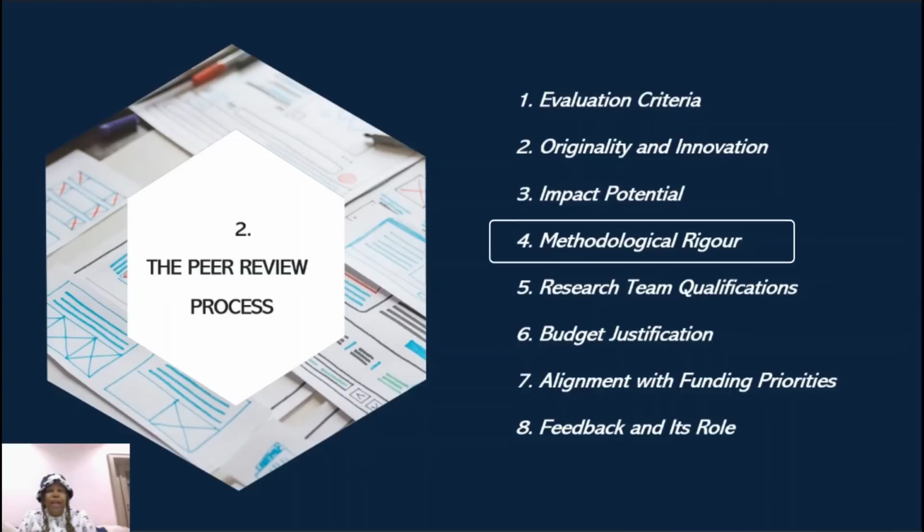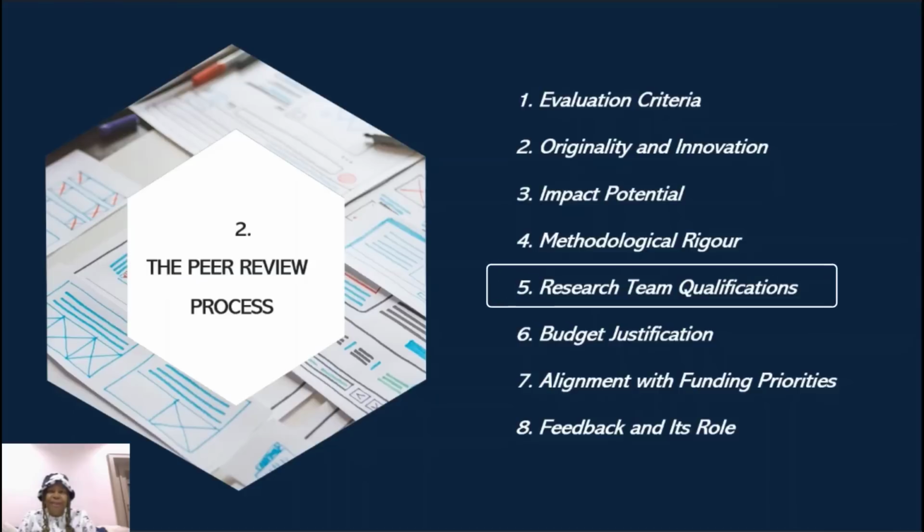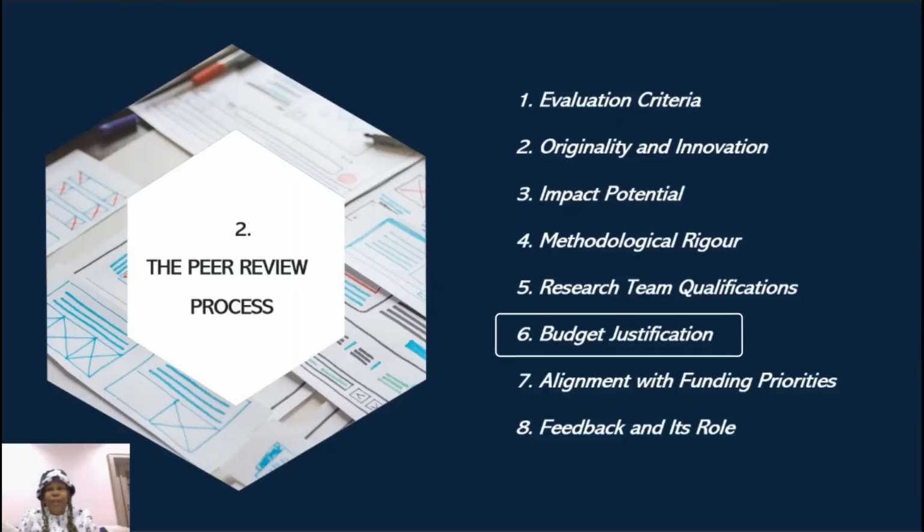They also want to check how well your research team qualifications are. Do you and your team have the experience and skills needed to carry out the project? Remember, we emphasized the qualifications of the team in our last video. This is important. The next will be the budget justification. The budget justification is where the reviewers will take a dive into the budget and how reasonable it is. Are they well justified for the scope of your project?